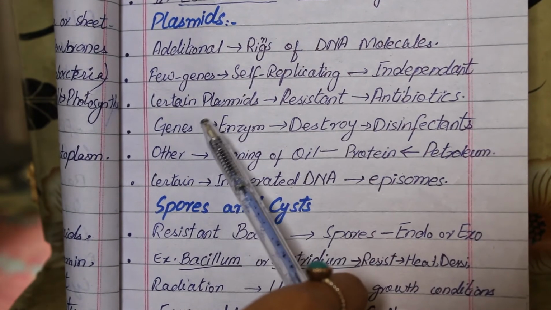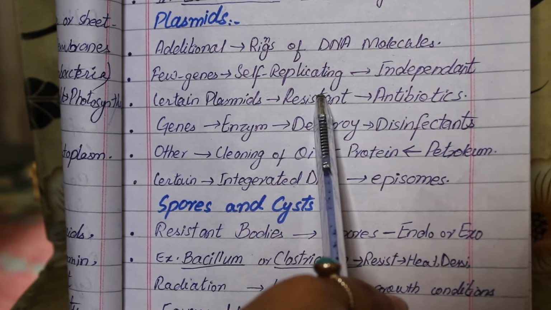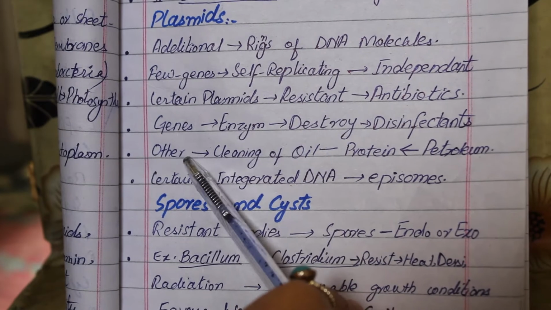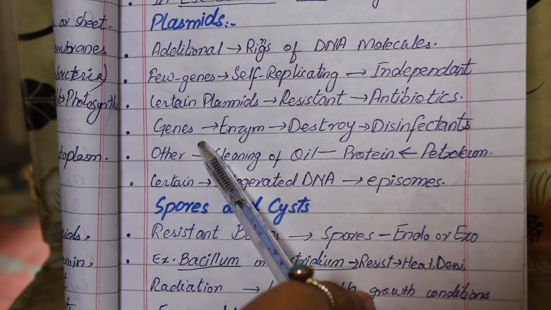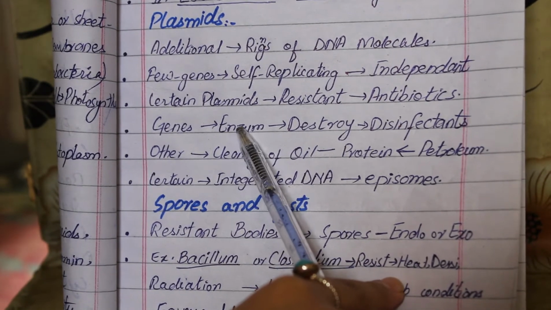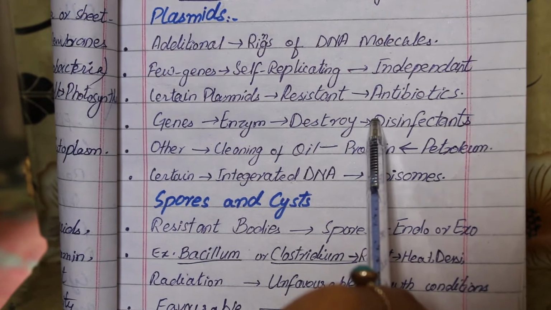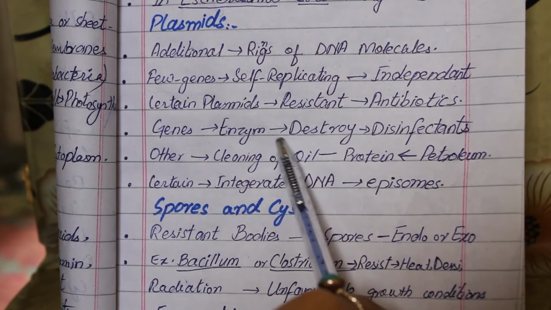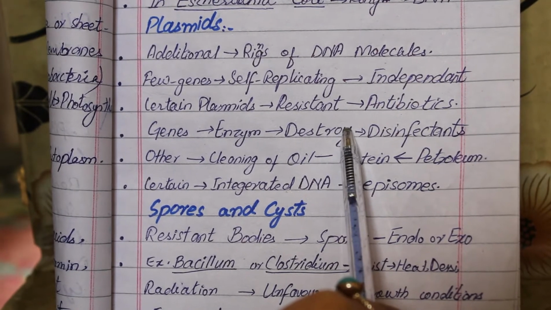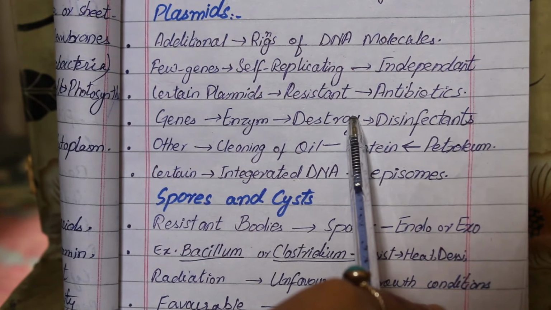Some plasmids are resistant to antibiotics. This is the function of the plasmid, which helps bacteria resist antibiotics. When their genes form their product, which is enzymes, what do these enzymes do? These enzymes destroy the disinfectants or antibiotics used to destroy the bacteria, and in this way help bacteria protect themselves against the antibiotics.